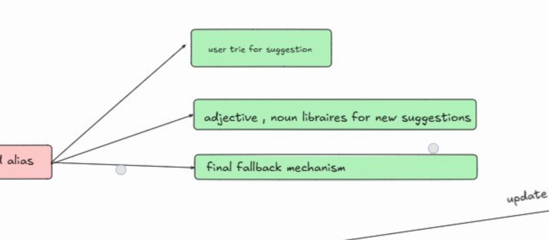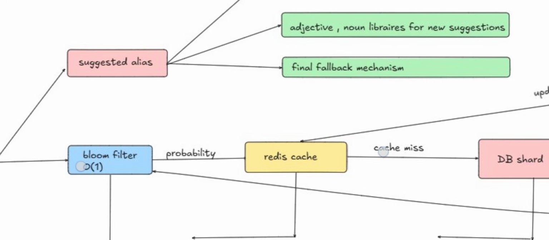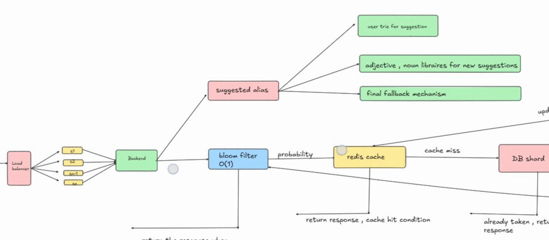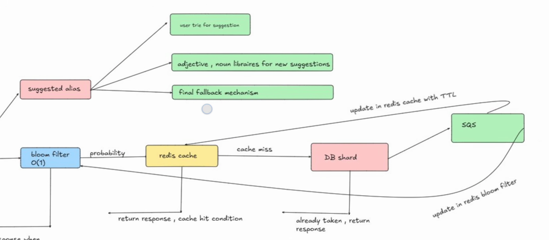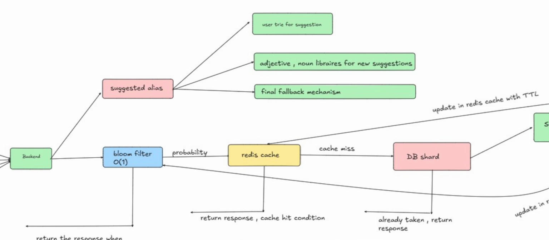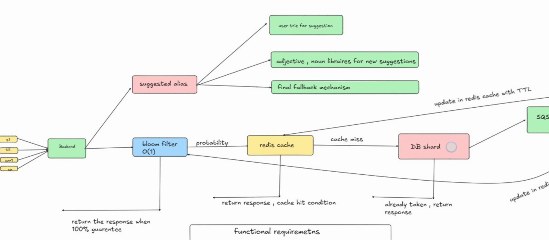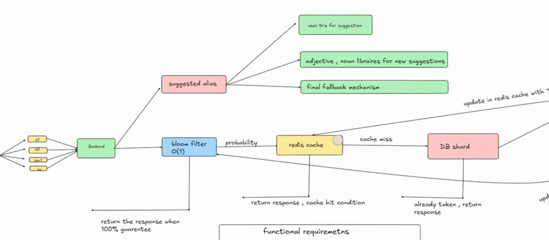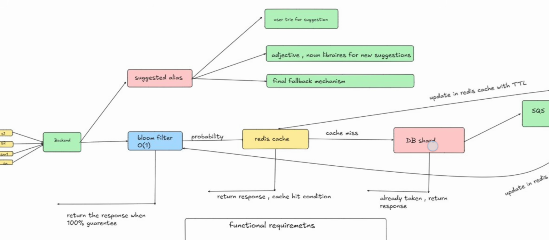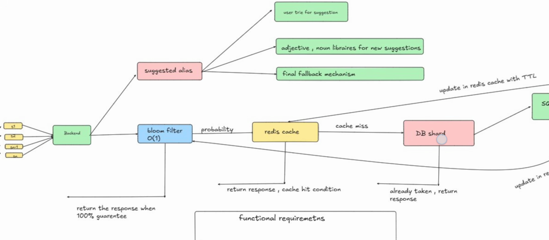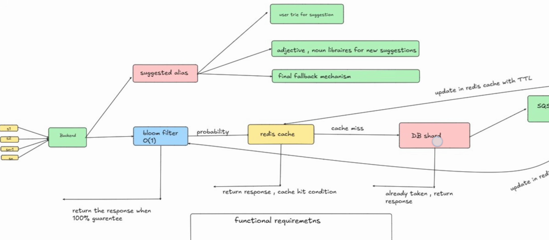And of course, once you have generated the suggestions, you have to check in your Bloom filter as well. Like, you have to pass these suggestions to your Bloom filter, right, to check whether these suggestions are already available or not. So it would be like, you generate some suggestions and then the flow will go from here to Redis cache to DB shard. Okay, understood. So yeah, that's all I wanted to talk about in this video.